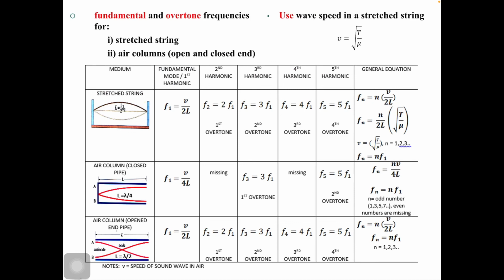Okay, so this is a new thing. The speed of the wave in a stretched string equals the square root of T over mu. So T is the tension, mu is mass per unit length. Okay, that's it. Thank you.